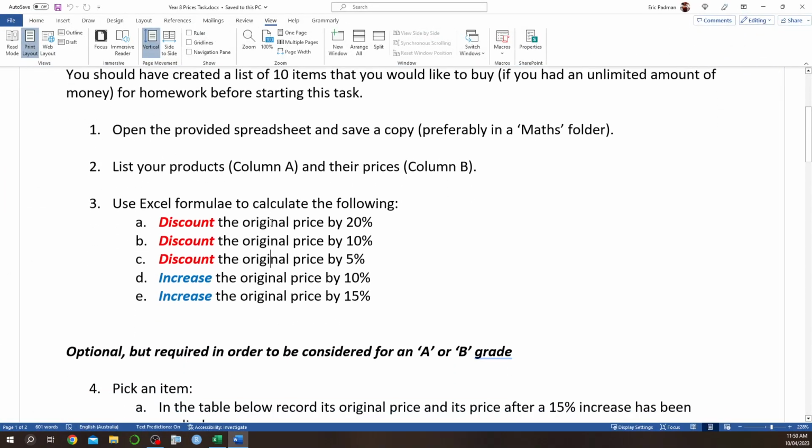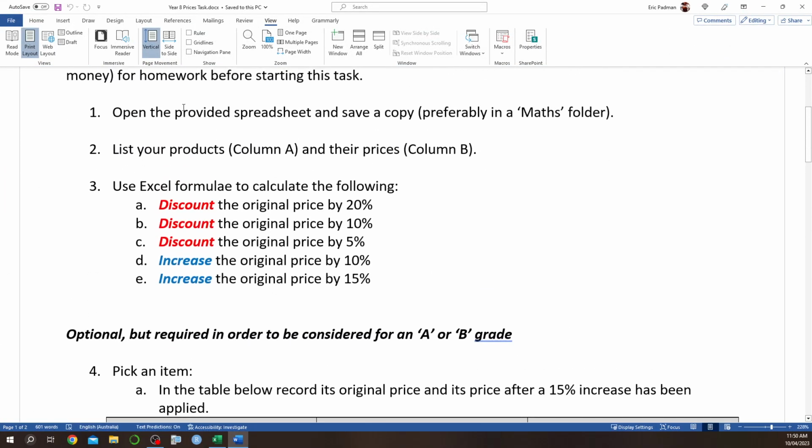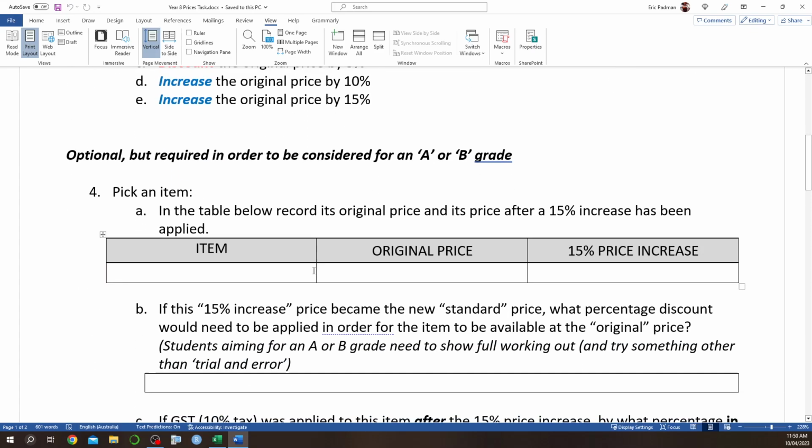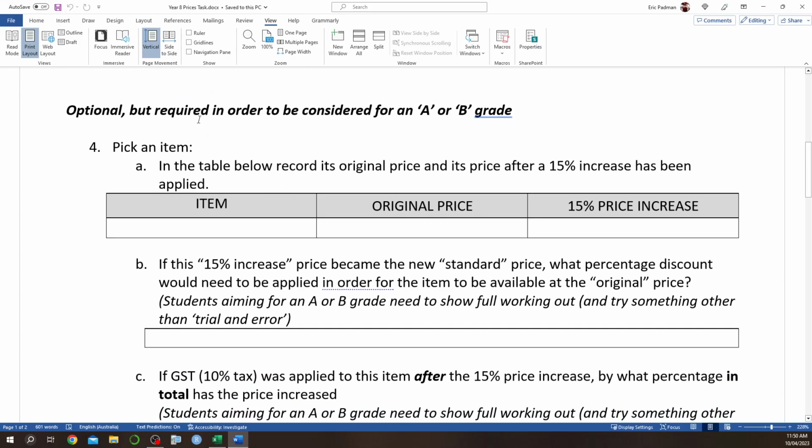So, yep, open the provided spreadsheet, list your products, and so on, use the discount formula. Okay, and go and do that. All right. I'm not going to explain these ones. I'm going to just give you a few little hints about this. If you want to get the higher grades, here's an idea of what to do.